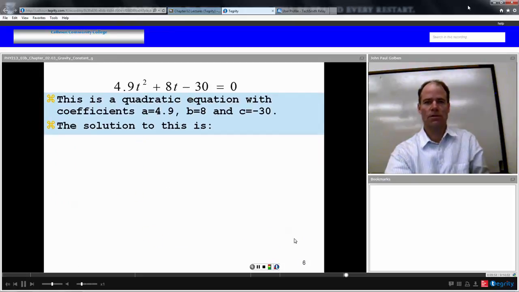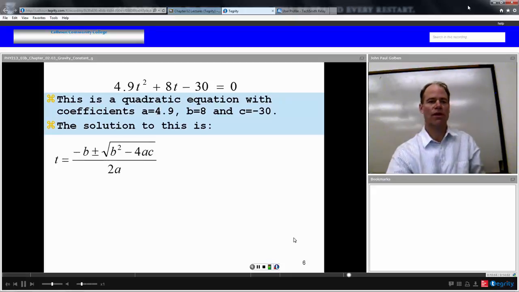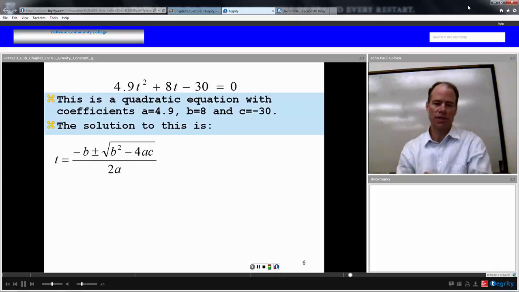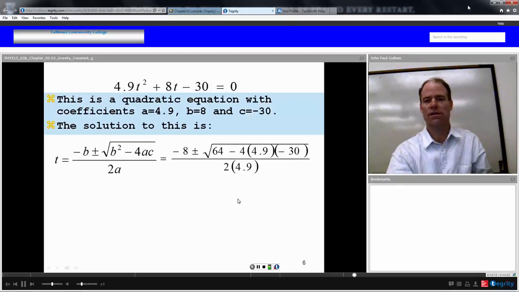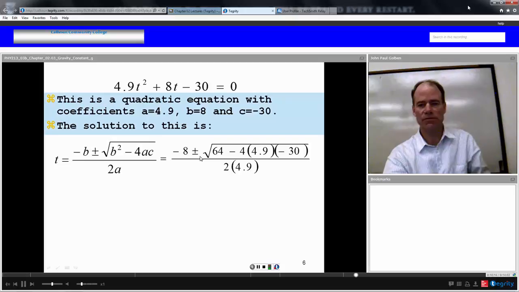So with a equal to 4.9, b equal to 8, and c equal to negative 30, the quadratic formula for t is going to be negative b plus or minus the square root of b squared minus 4ac, divided by 2a. Let's put in our values. B is 8, so we're going to have negative 8, plus or minus the square root of b squared, 64, minus 4 times a, which was 4.9, times c, which is a negative 30, so under the radical I'm going to have a negative negative, which will be plus, over 2 times 4.9.